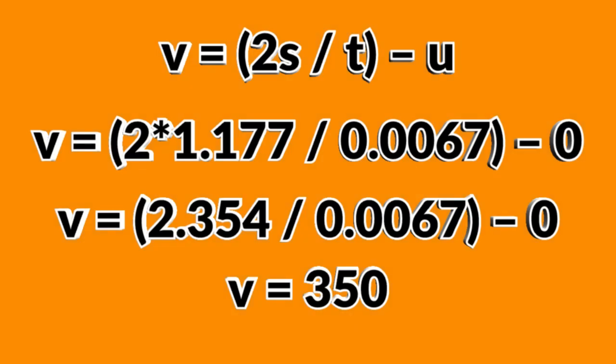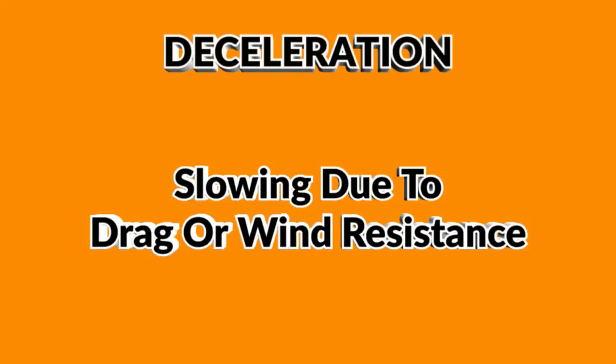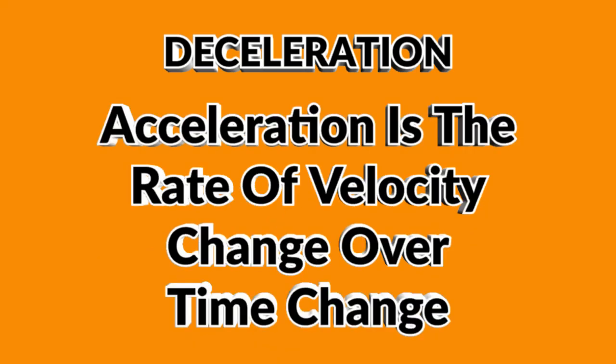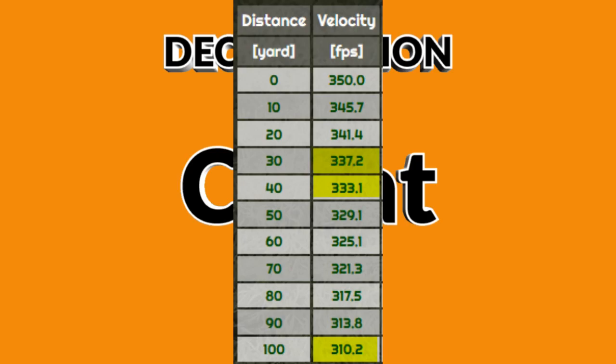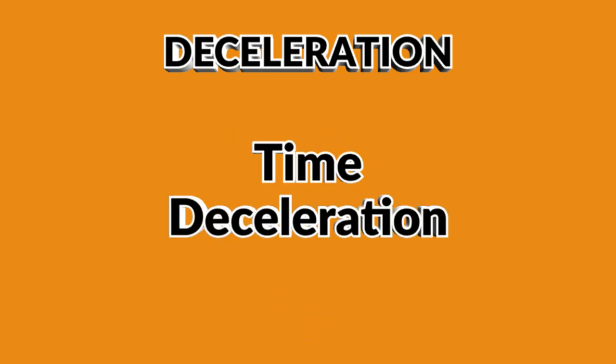So far, all the calculations have been based on launching the arrow. But what happens when the arrow has been launched? As soon as the arrow leaves the bow, it's slowing due to drag or wind resistance. You remember that acceleration is the rate of velocity over time change. Since this discussion is not about calculating drag or wind resistance, I'm going to cheat and use one of the online calculators to calculate the velocities out to a few distances. Using a generic arrow leaving the bow at 350 feet per second and with velocities at 30, 40, and 100 yards, we can calculate time and deceleration.